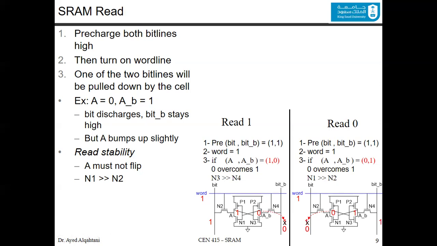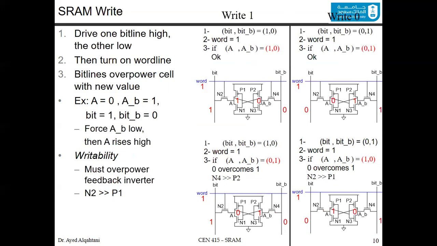Okay, so let's check now. After covering the read, we will cover the write. So in the write, we have 3 steps again. We drive one bit line high and the other low. So it's either we will write a 0 or a 1. If you want to write a 1, you make the bit 1 and the bit bar 0. If you want to write a 0, you make the bit 0 and the bit bar 1. So that's what we do in the first step. The second step, turn on the word line, make the word line activated.